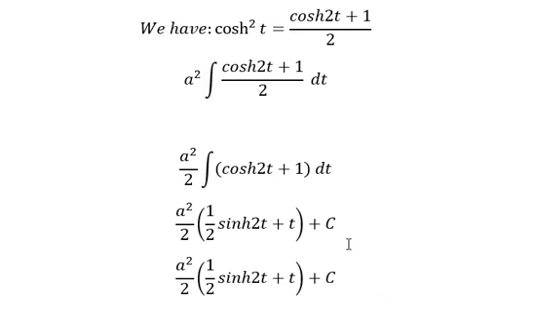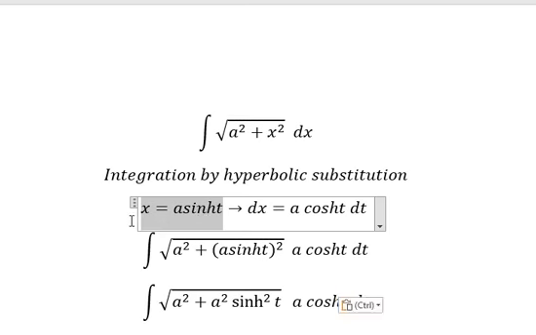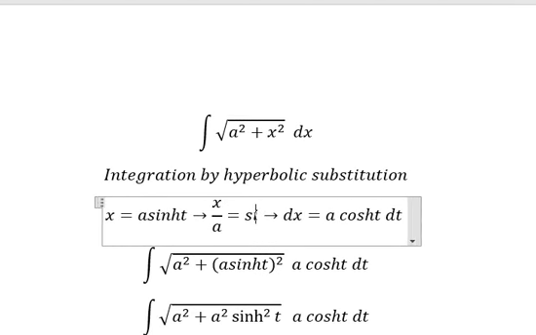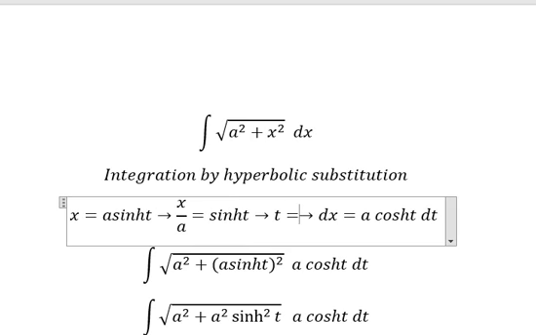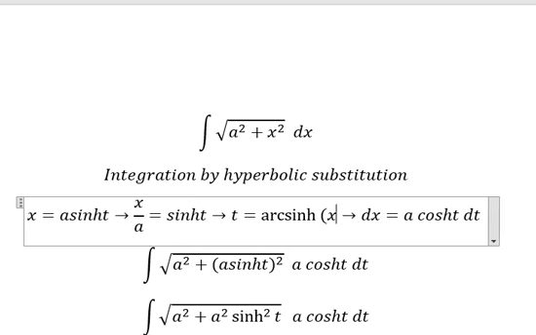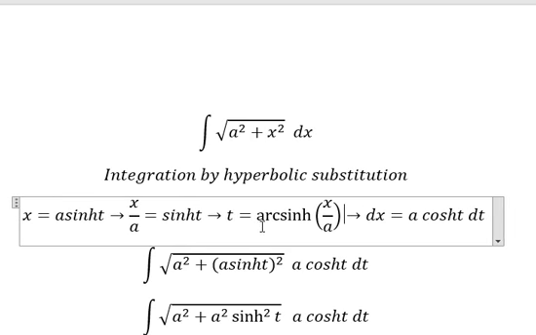About t, that is about this one. So we divide both sides by a. So we have t equal to arcsinh of s over a. So I will put this one to change for t.